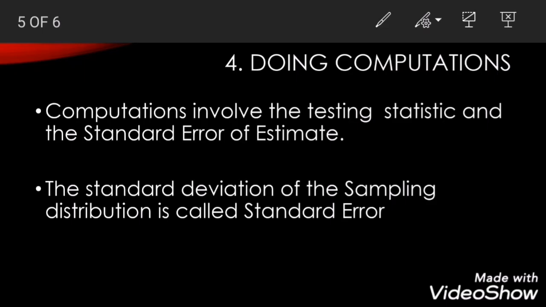For example, if we want to find out the significance of difference between the 2 sample means of size 10 and 15, then we have to employ t-test and we have to apply the formula for the testing statistic. t is equal to x1 bar minus x2 bar divided by s into square root of n1 into n2 divided by n1 plus n2.